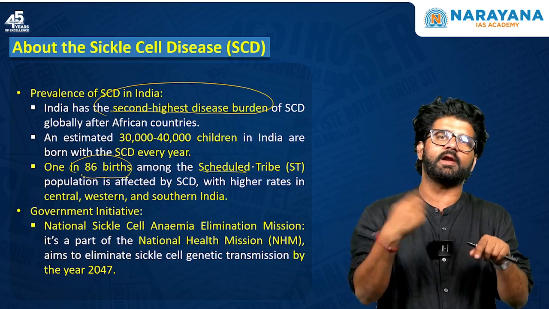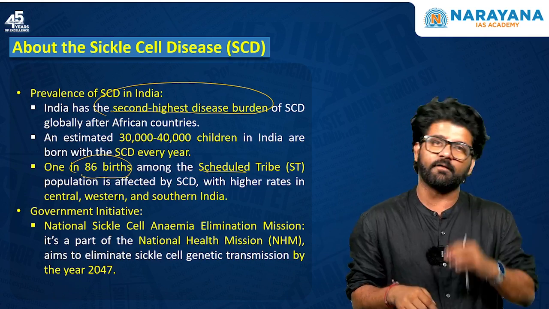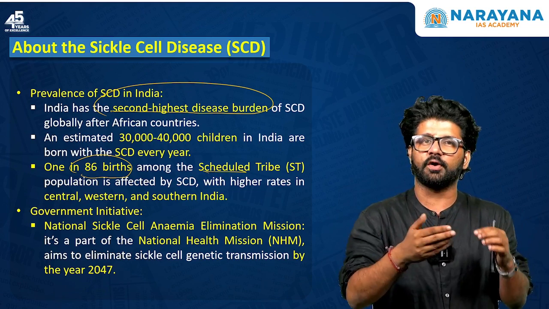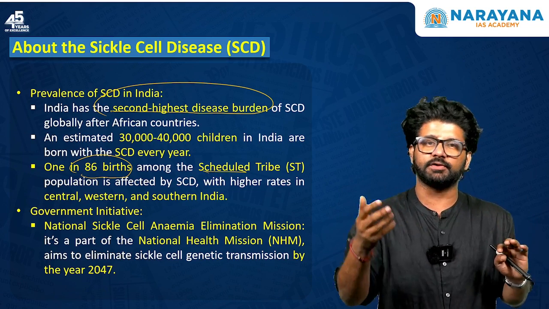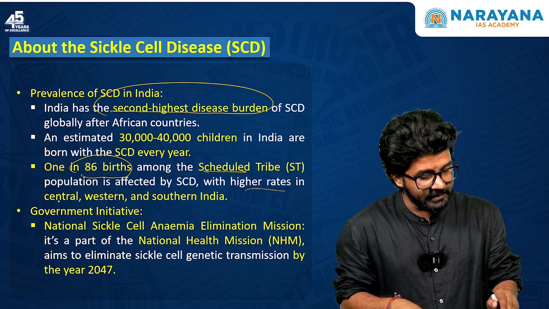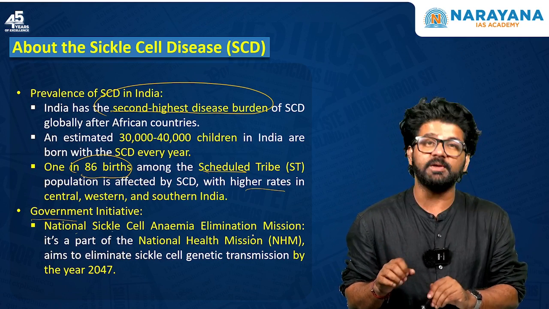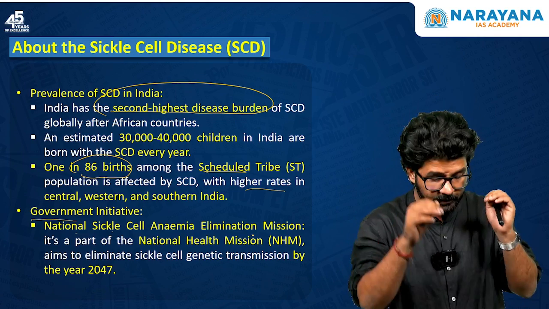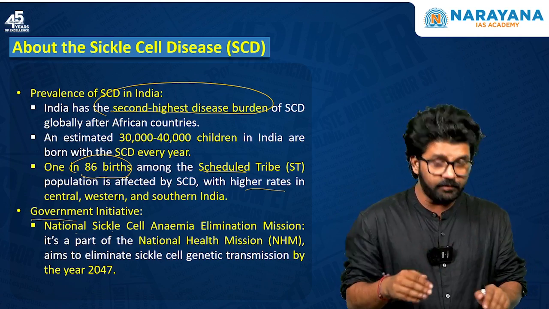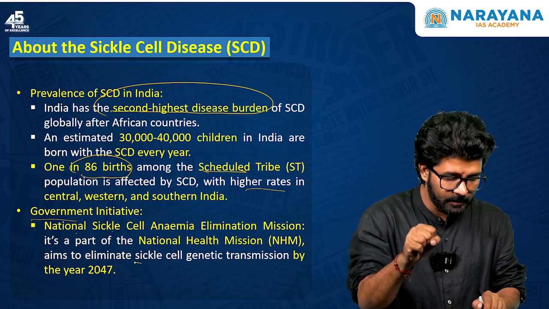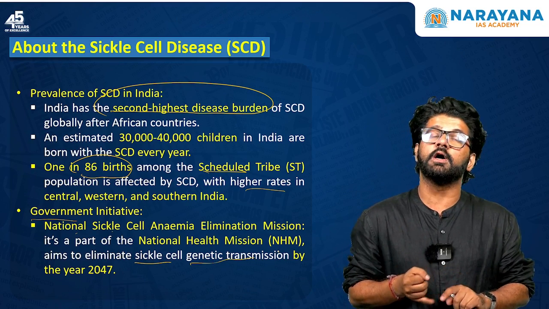And now we also know why tribal population are bearing the brunt of it, because they have this genetic disorder or mutation that has happened as a reaction to malaria. So with higher rates in central, western and southern India. And government initiative, National Sickle Cell Anemia Elimination Mission, we have focused on. And in that, we have talked about that we will eliminate sickle cell genetic transmission by the year 2047.